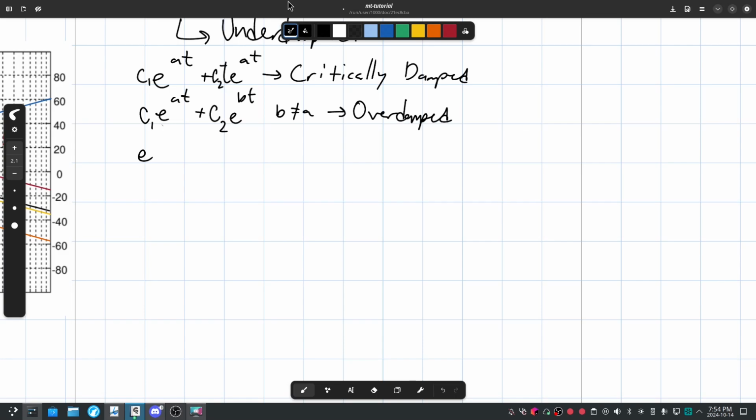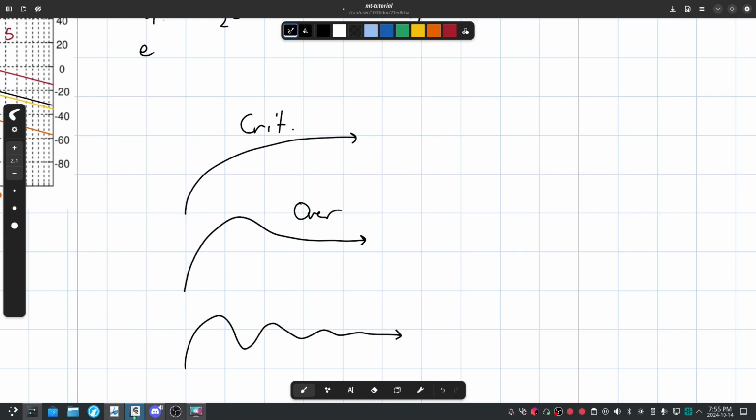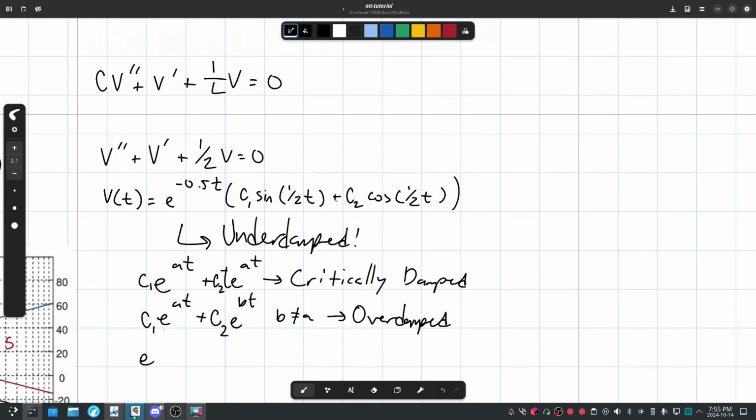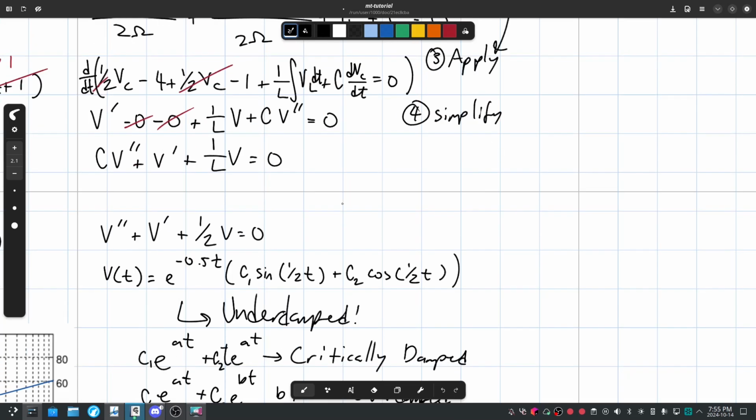Is that critically damped? If you looked, remember when you're doing the lab, critically damped will look like this. Actually, I'll write down here. So critically damped will look like this. Overdamped is going to look like this. And then underdamped is going to look like that. Isn't half of v prime in the equation? That is our differential. Wait, what? No.